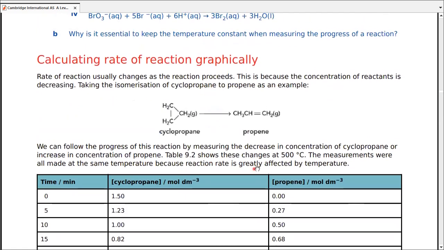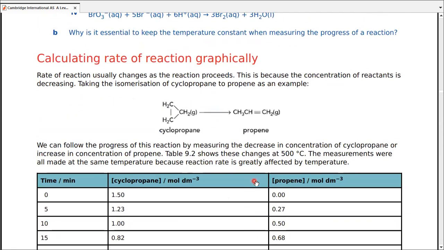Okay? Let's move on. Calculating rate of reaction graphically. Now, rate of reaction usually changes as the reaction proceeds. This is because the concentration of the reactants keeps on decreasing while the products keep on increasing. We are going to talk in terms of concentration of reactants in this case, and we are going to take the isomerization of cyclopropane to propene as an example.